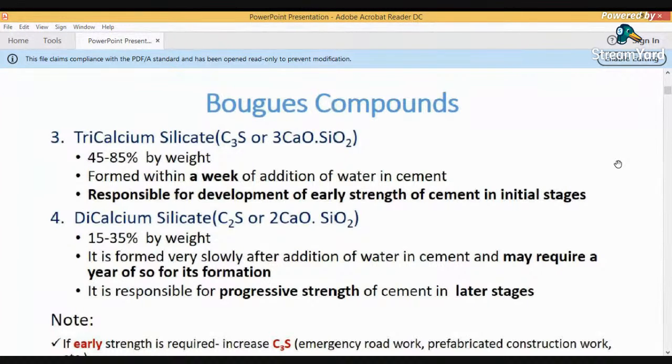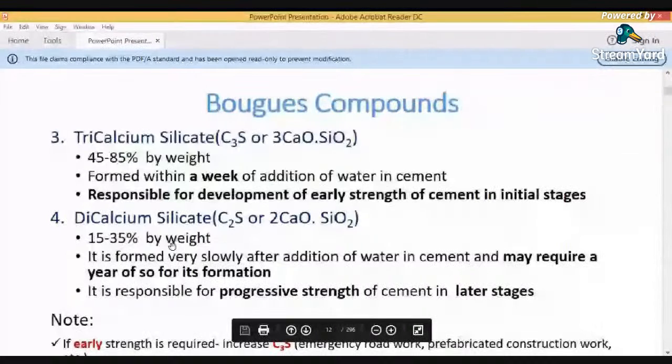Tricalcium silicate, represented by C3S, is generally present in the maximum percentage by weight inside the cement: 45 to 85% of the total weight of the cement. It is formed within 1 week when you add water to the cement, and it is responsible for maximum early strength.